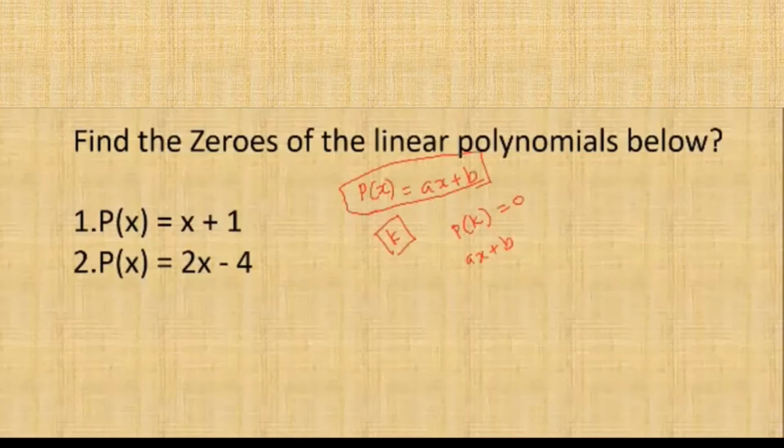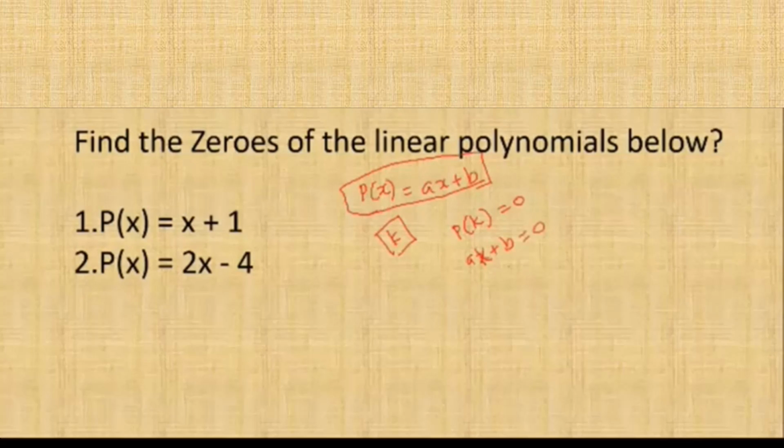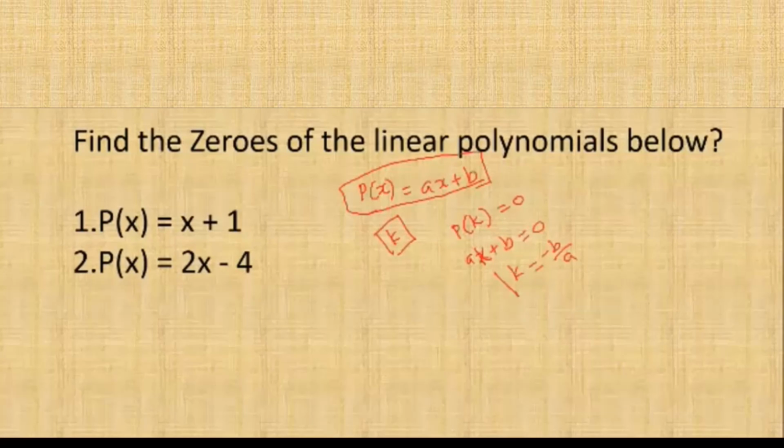That means ax plus b will become ak plus b is equal to 0. So k should be equal to minus b by a. So this is the relation to find the zero of a polynomial of degree 1 or linear polynomial: minus b by a, where ax plus b is the standard form or general form of a linear polynomial.